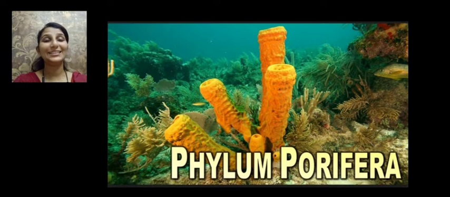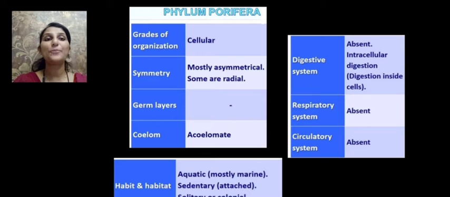Now let us learn the first phylum, that is Phylum Porifera. What is the level of organization? It is nothing but cellular level of organization. That means the body is made up of loose aggregates of cells. And about symmetry, we have already studied that it is not having a symmetry. That means they are asymmetrical, and very few have radial symmetry.